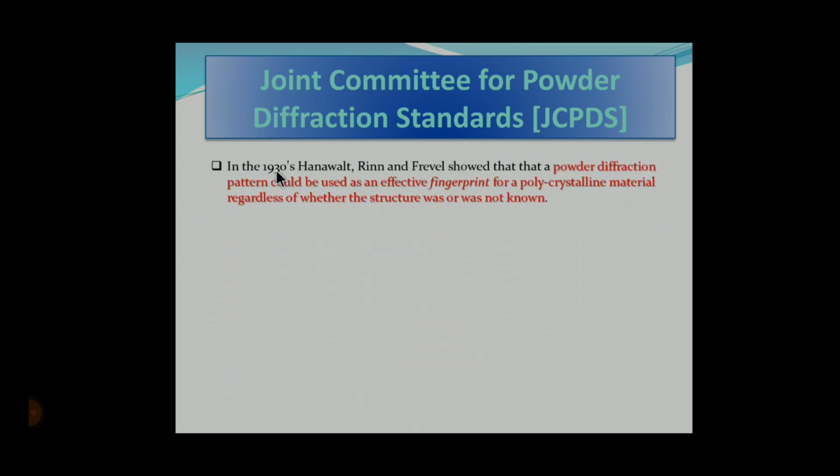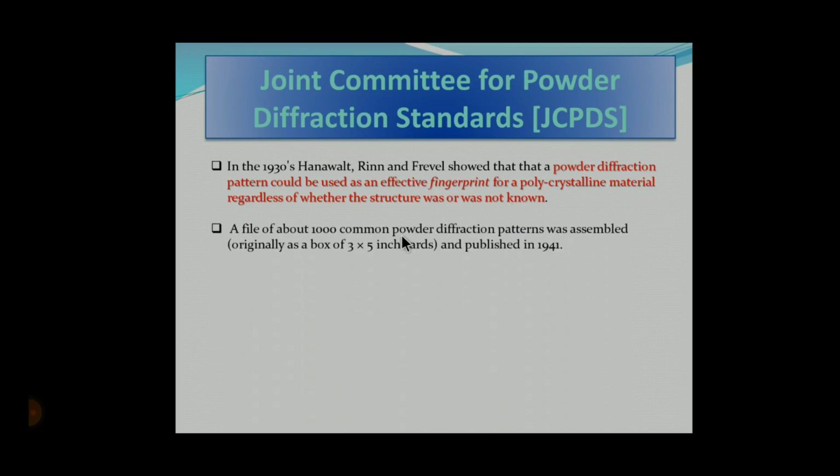Finally, let us put light on a committee or a council which is storing the data. In the late 30s, these scientists showed that the powder diffraction pattern could be used as an effective fingerprint for polycrystalline material regardless of whether the structure was known or unknown, right? So a random polycrystalline material can be analyzed using XRD, and that could be used as a fingerprint method to identify the structure. So a file of about 1,000 common powder diffraction patterns, that means standard material patterns, was collected, assembled and published in the year 1941. That was the start of this council, the Joint Committee for Powder Diffraction Standards, right? Also known as JCPDS values.